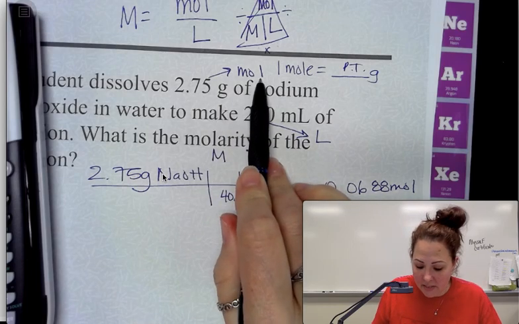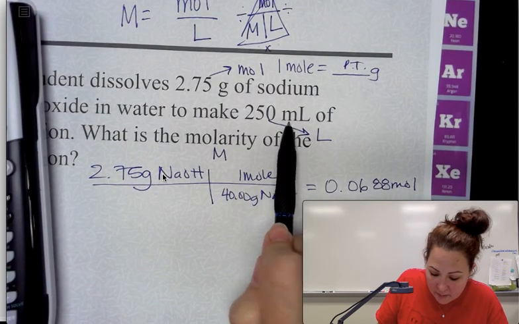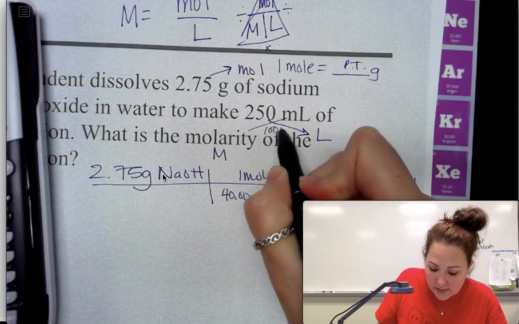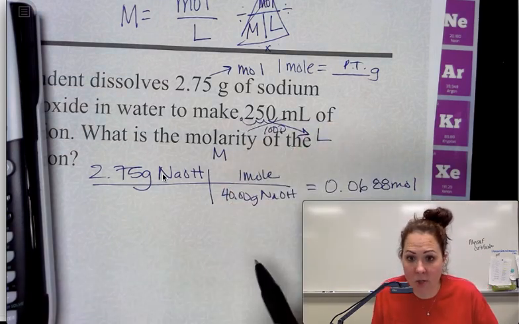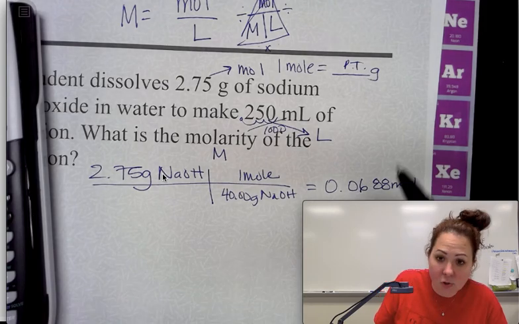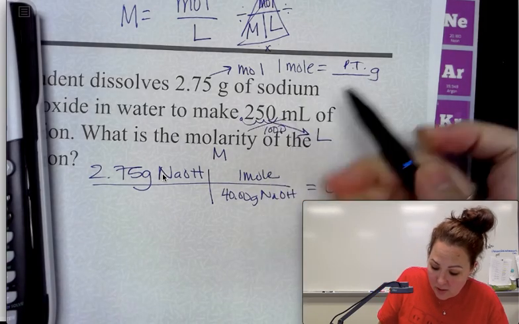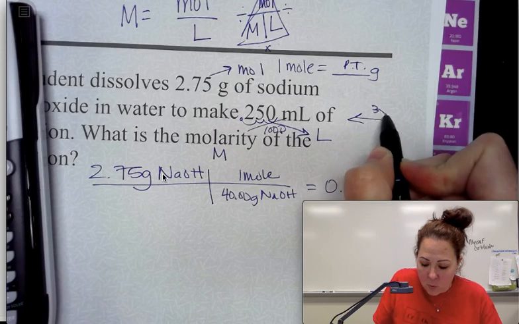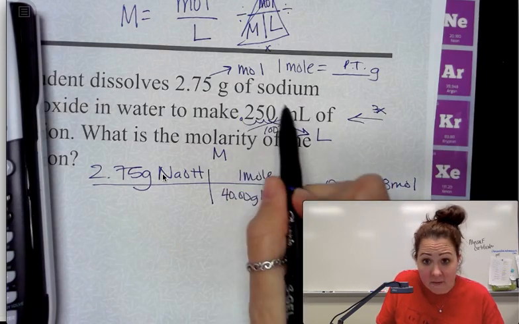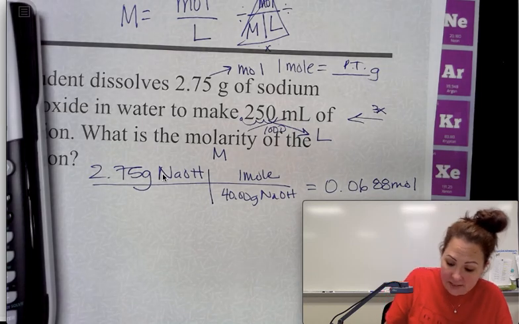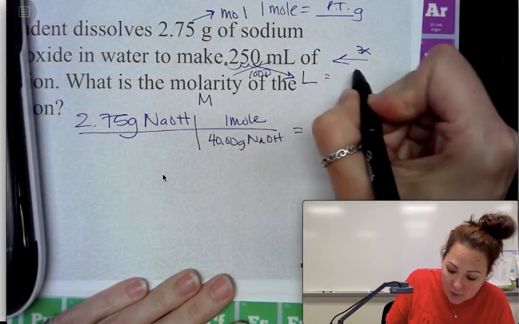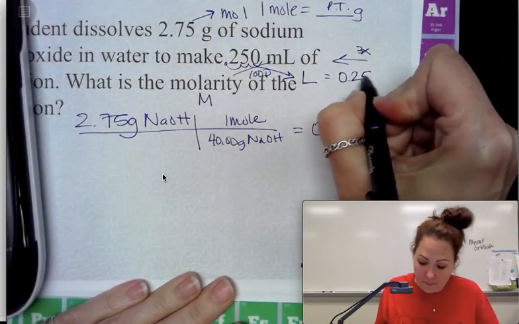To take my milliliters and go to liters, we're going to divide by 1,000, or we move our decimal place 1, 2, 3 times, however you want to do that. It's up to you. Divide by 1,000 or move it 3 times that way. Before the move, I had 2 sig figs. So after the move, I'm going to have 2 sig figs. So my liters is 0.25 liters.